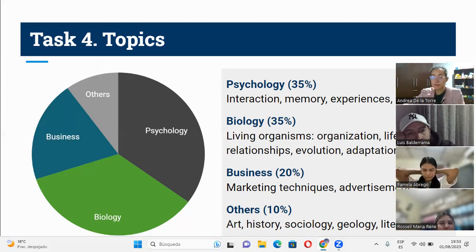Biology is never going to be human biology for starters, but you do have animals and plants. So they talk about how they organize, how their life processes are, how they relate to each other as well, how they have evolved, how they have adapted to certain changes, to certain environment conditions, and to certain things.